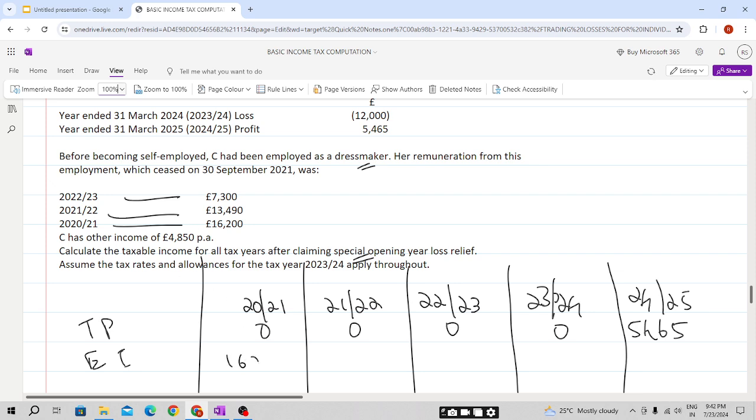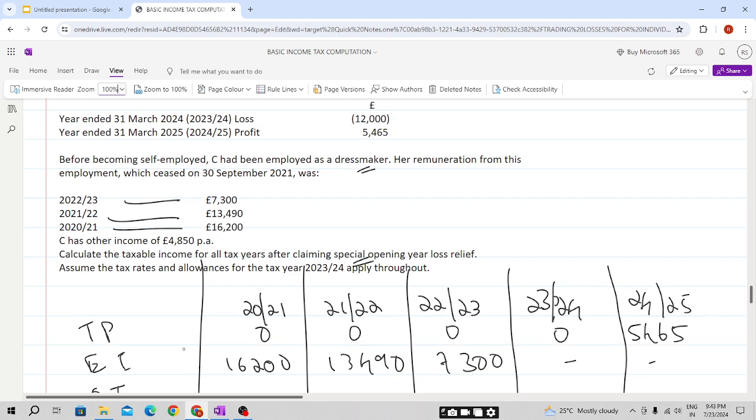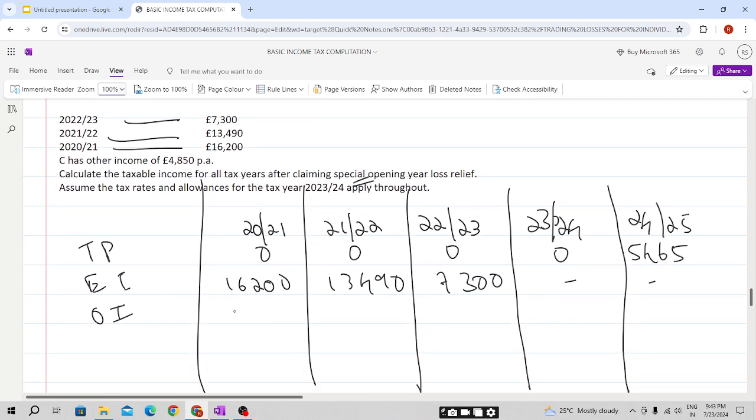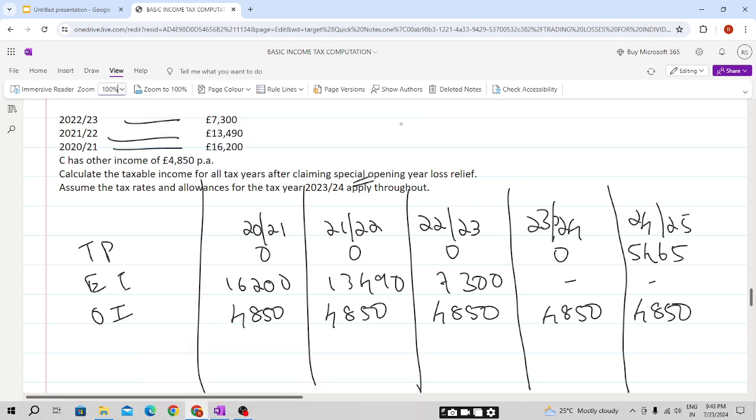2020-21 is 6,200, 2021-22 is 13,490, 2022-23 is 7,300, and from 2023-24 we have started our business, so no employment income. Now coming to other income, the other income mentioned here is 4,850 per annum, for each year. I hope till here it is clear.